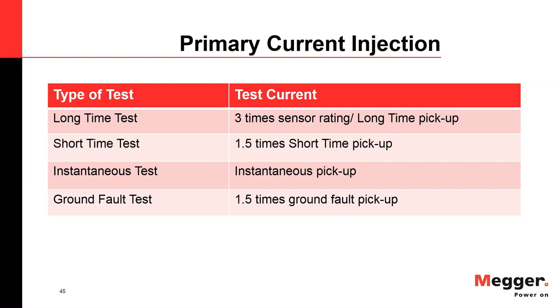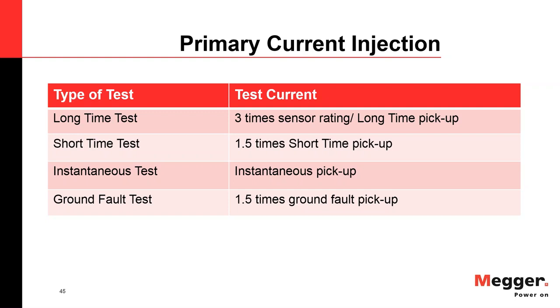The majority of the breaker manufacturers just stick with sensor ratings. So they would say my long time is 3 times my CT rating. Let's say if the breaker is a 400 amp sensor, you would do the test at 1200 amps. Then if they have a short time setting, you would set the short time, and then 1.5 times of that you would do the test at. So if you have your short time pickup at, let's say, 2000 amps, you would run the short time test at 3000, at 1.5. You run the instantaneous test at the pickup value it's set to.